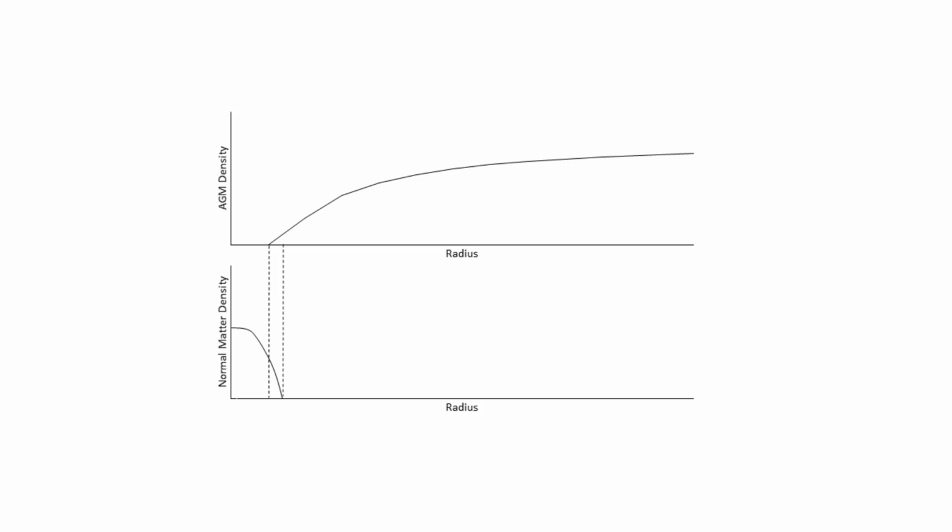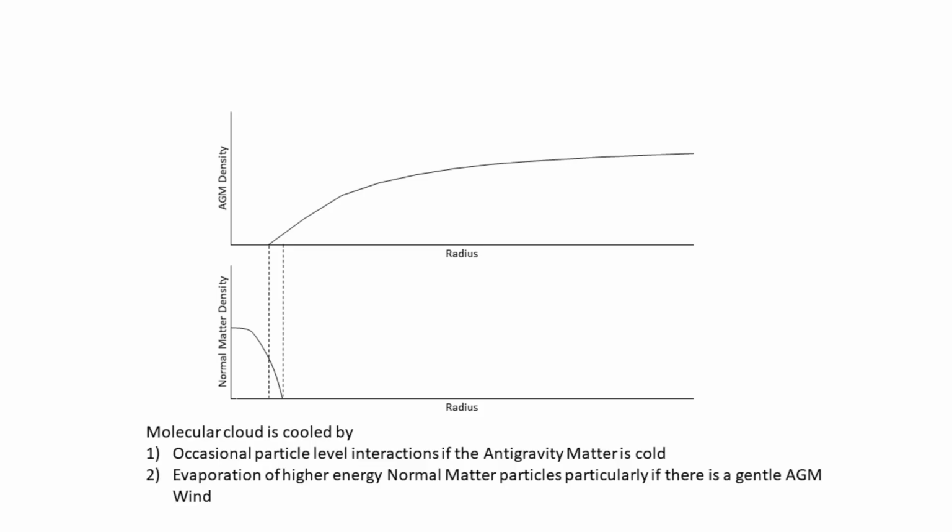Well, in the short term, nothing much happens at all, they just mix. But in the longer term, the normal matter is cooled. And there are two mechanisms for cooling. One of them is that if the antigravity matter is cold, the occasional particle level interactions will transfer heat from normal matter to antigravity matter.